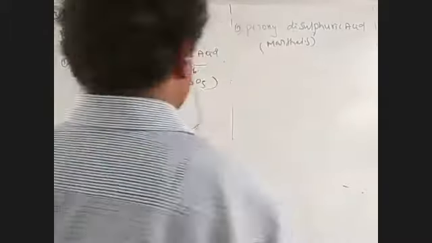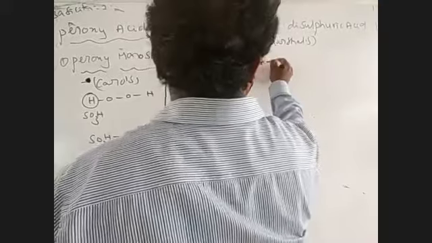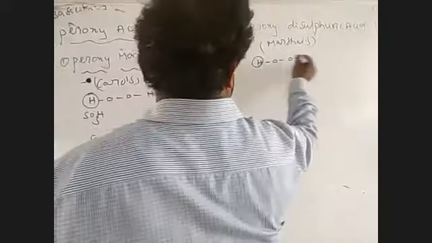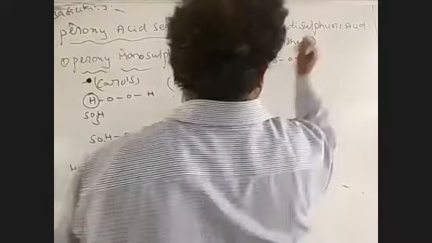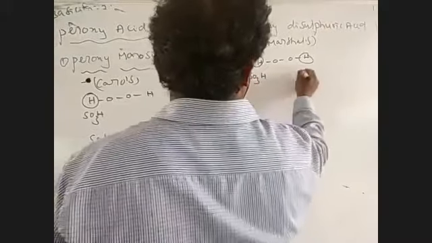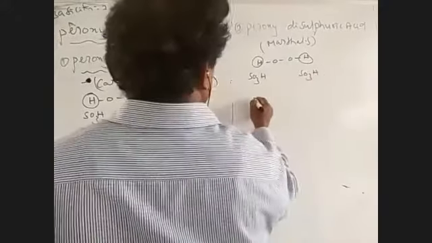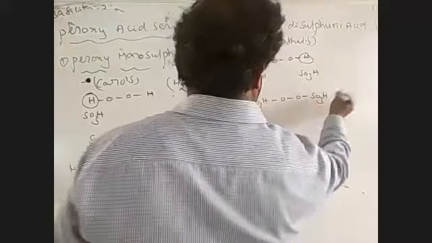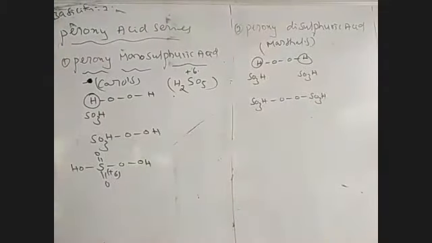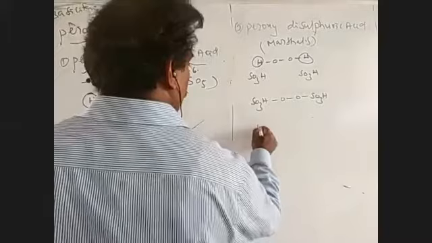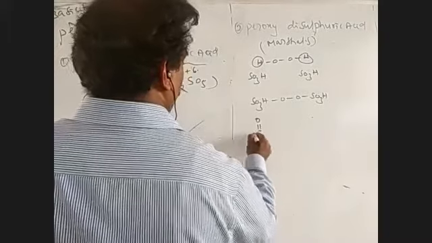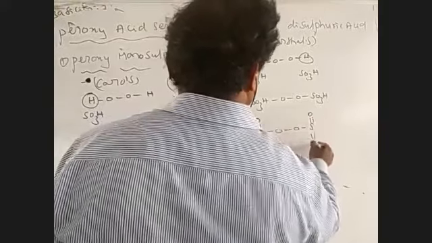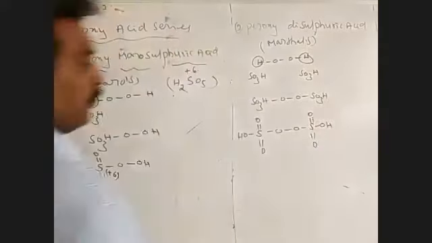Peroxy disulfuric acid is also a derivative of hydrogen peroxide, HOOH. Here, di means two hydrogens are replaced by two SO3H groups. This is one SO3H, O, and SO3H. Here is the structure of the compound: S double bond O, double bond O, OH, O, and O, S double bond O, double bond O, OH.